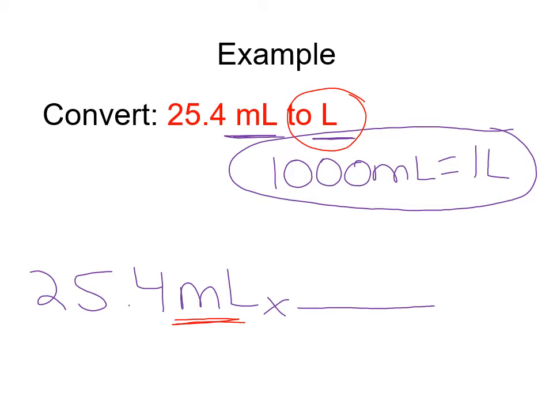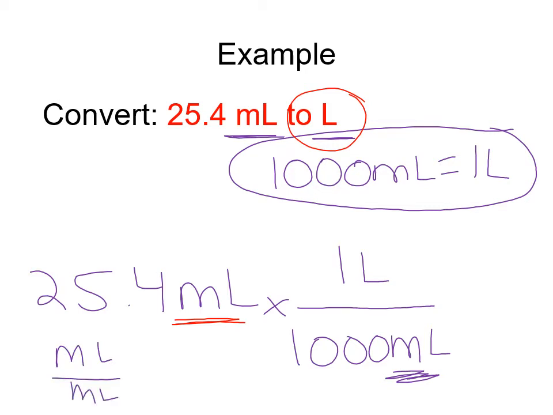And instead, we're going to put the 1,000 milliliters at the bottom and 1 liter at the top, because now milliliters and milliliters, you've got one up top, one at the bottom, they cancel out. It's like that unit wasn't ever there, which is what we wanted, because we don't want milliliter to be in our unit. We want our unit to be liter, and liter doesn't cancel out with anything. So that unit is left over.